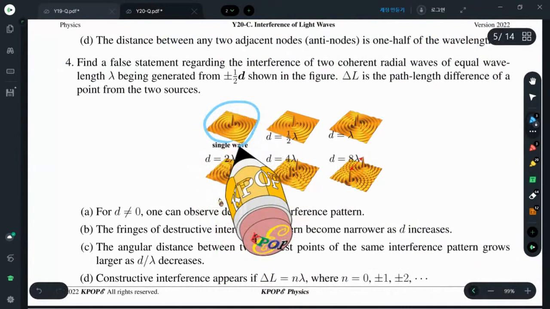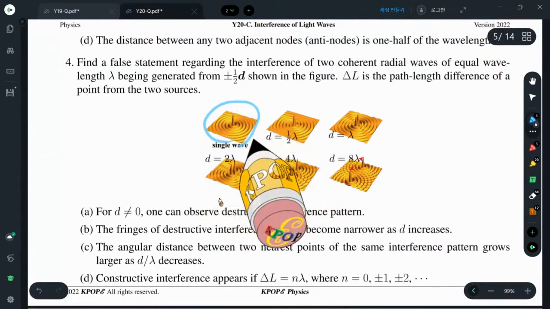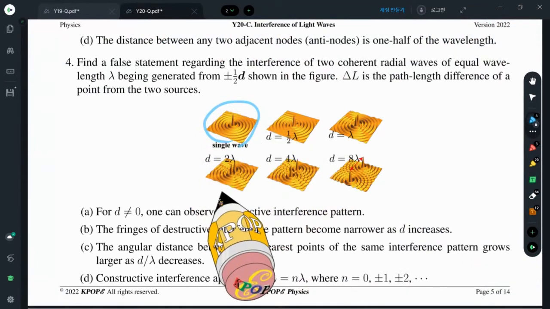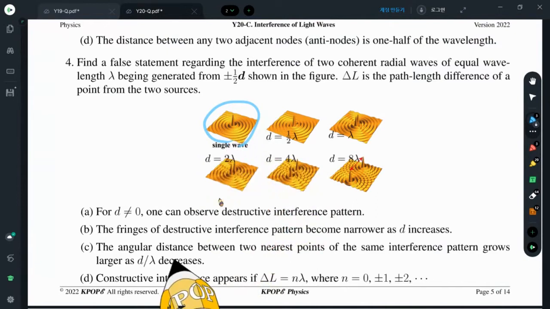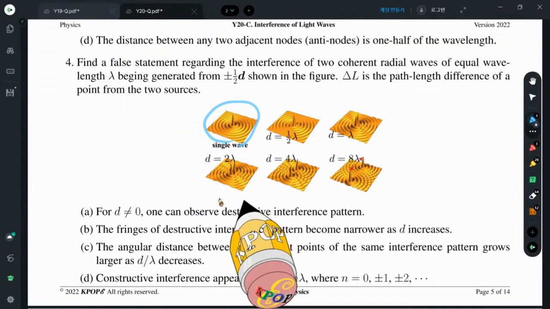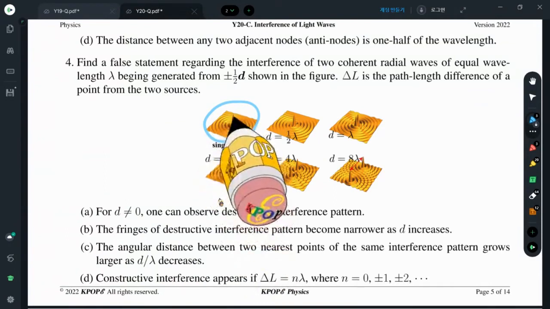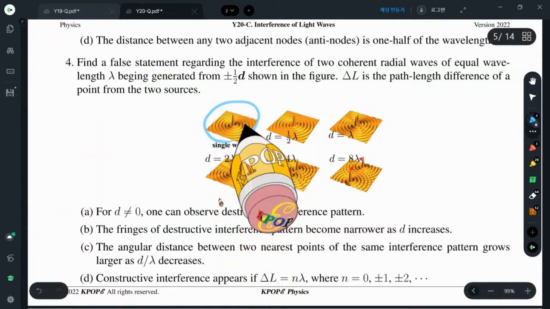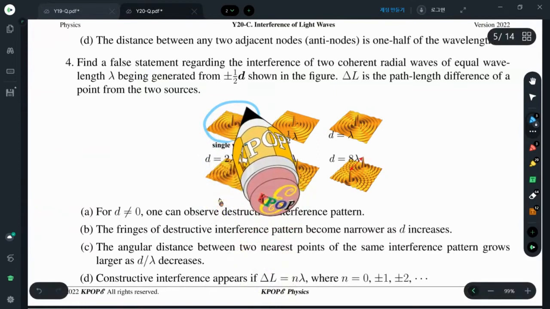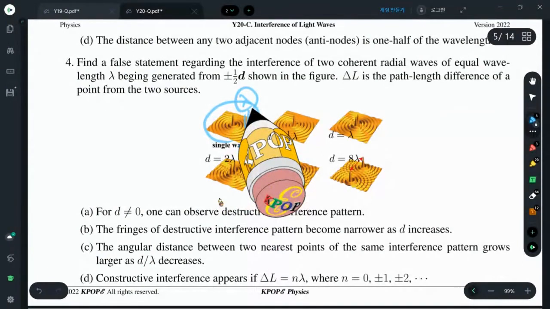We have a single wave propagating in 2 dimensions. We introduce 2 sources, 2 coherent sources. They oscillate with the same frequency and their wavelengths are identical to each other. Then you can find there are concentric rings. The distance between these two determines the wavelength.